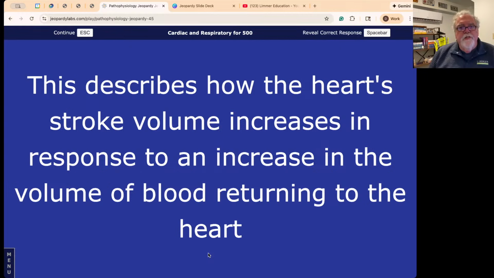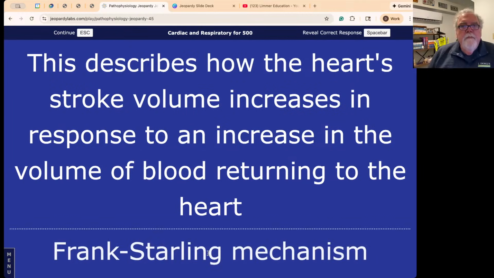The Frank-Starling mechanism. And what's the Frank-Starling mechanism? You put more blood in, you get more stretch, and you get more blood that's ejected from that left ventricle. It's called the Frank-Starling mechanism. And we saved probably one of the more challenging ones for last as we do that.